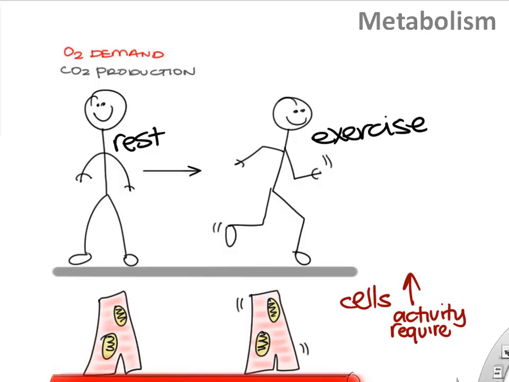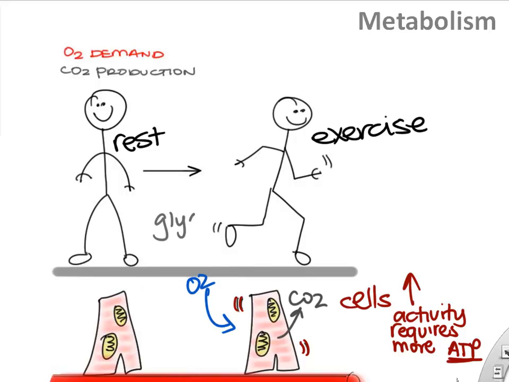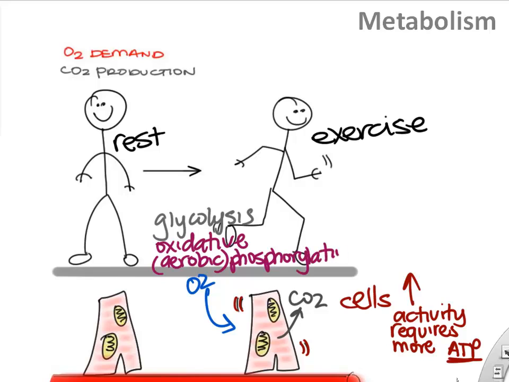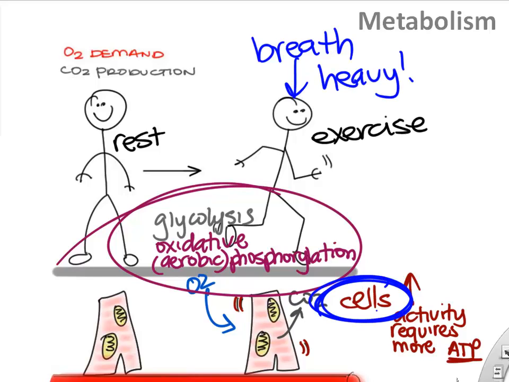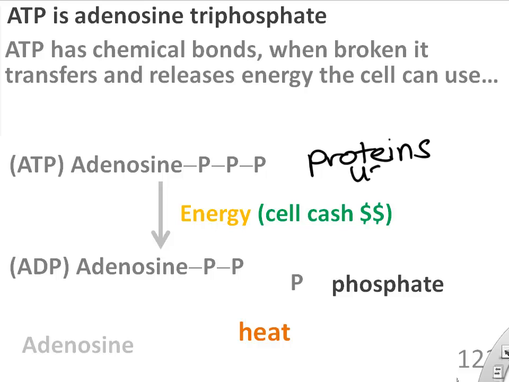So imagine if you go from rest to exercise, you might notice that you breathe really heavy. Why is that? Well, when you're exercising, your heart muscles, your brain muscles, your skeletal muscle cells are very active, and so they require lots of oxygen. They produce lots of CO2. So at the cellular level, you require more oxygen, and you're making more CO2.